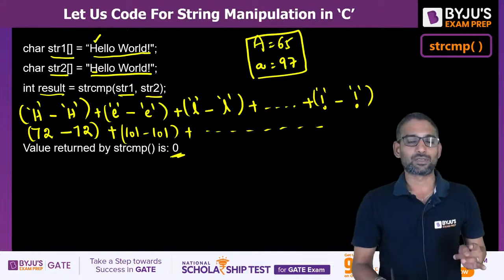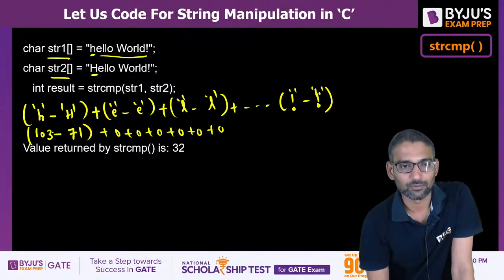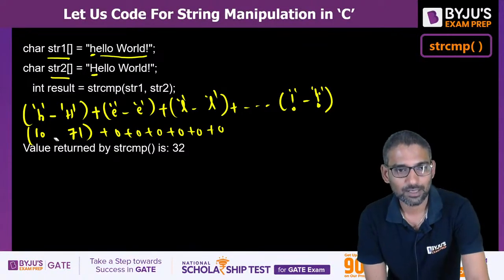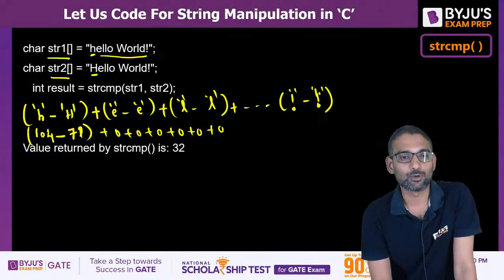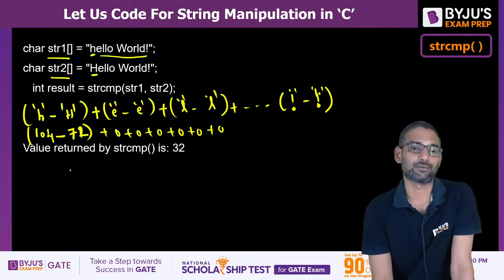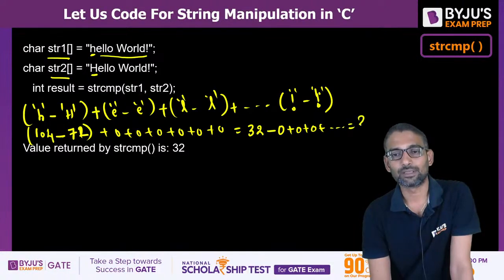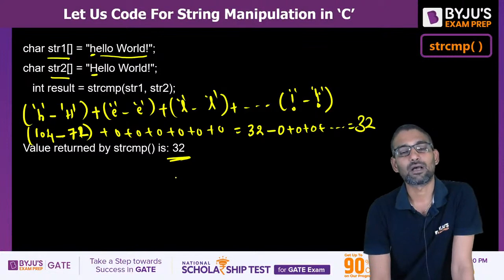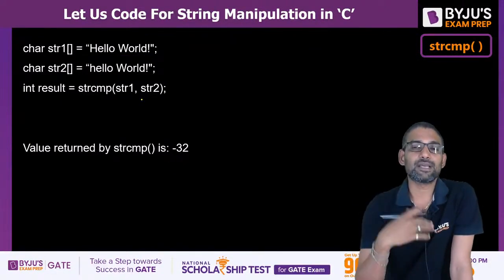Okay. So this would be 104, I think. 104. 104 minus small h ASCII value is 104 minus 72, the capital H ASCII value. So this would be 32 minus all zeros. This would be 32. So I will be getting 32 as output for the result.